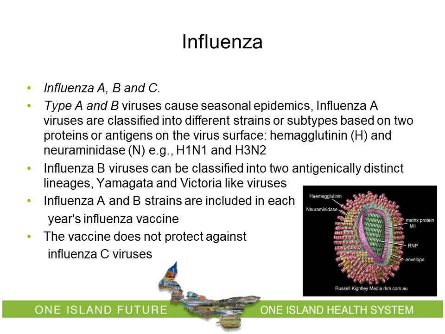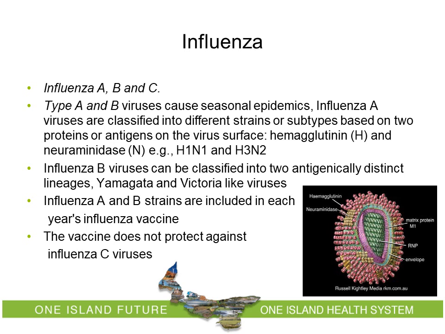Influenza A, B, and C are the most common types of influenza. Type A and B viruses cause seasonal epidemics. Influenza A viruses are classified into different strains or subtypes based on two proteins or antigens on the virus surface, hemagglutinin H and neuraminidase N. Examples of these are H1N1 and H3N2. Both of these are strains that have circulated and caused illness in previous flu seasons.